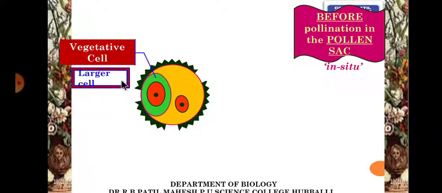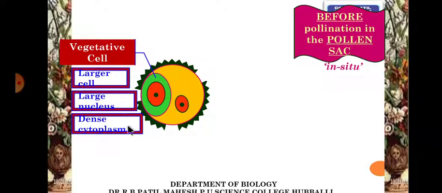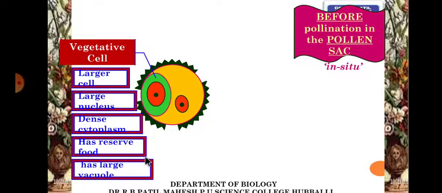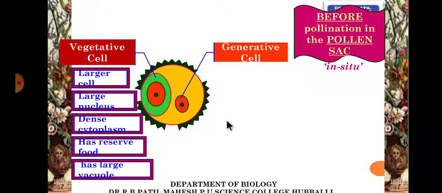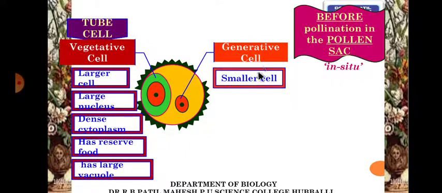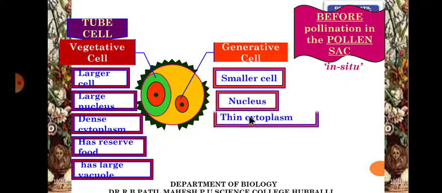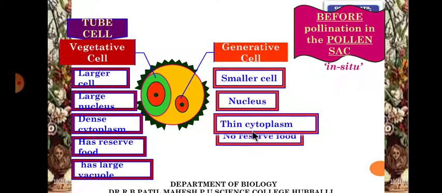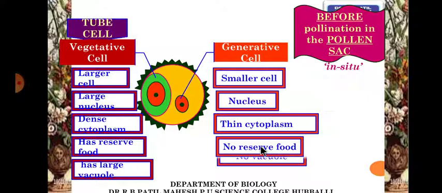Vegetative cell is larger in size, it contains a larger nucleus, has more cytoplasm, has reserve food and has a large vacuole. Vegetative cell can also be called a tube cell. Generative cell is smaller in size. Generative cell has a small nucleus. It contains thin cytoplasm. It doesn't have reserve food and doesn't have a vacuole.